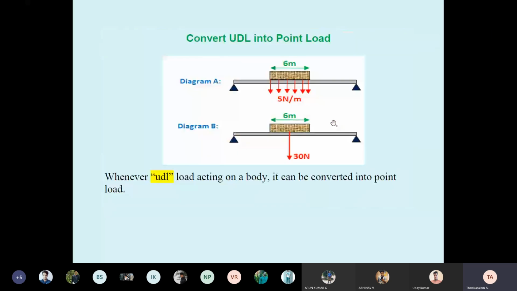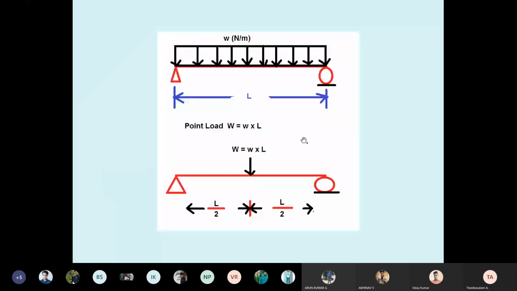How do you convert to a point load? Consider the rectangular area. See here, 6 into 5. What is 6 into 5? Length into height, 30. Where is it acting? At the middle of the 6, 3 meters, 3 meters, like this. So students always remember, whenever any UDL is acting, first convert it to a point load. So W into the rectangular area, W into L. Where is it acting? At L by 2 distance, L by 2 distance.